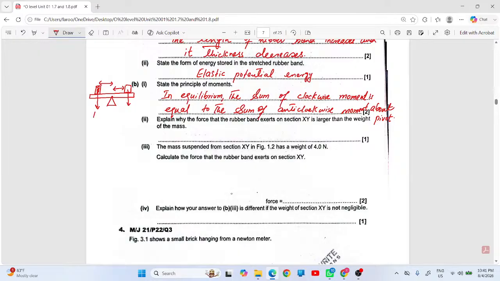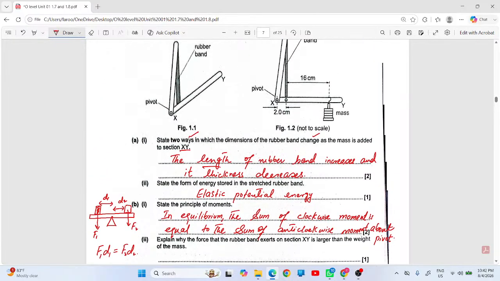Now let's suppose this one is F1 and its distance from the pivot is D1. This is F2 and their distance from the pivot is D2. So the rule is clockwise moment F1 D1 equals anti-clockwise moment. ठीक है? Next, explain why the force that the rubber band exert on section XY is larger than the weight of mass.